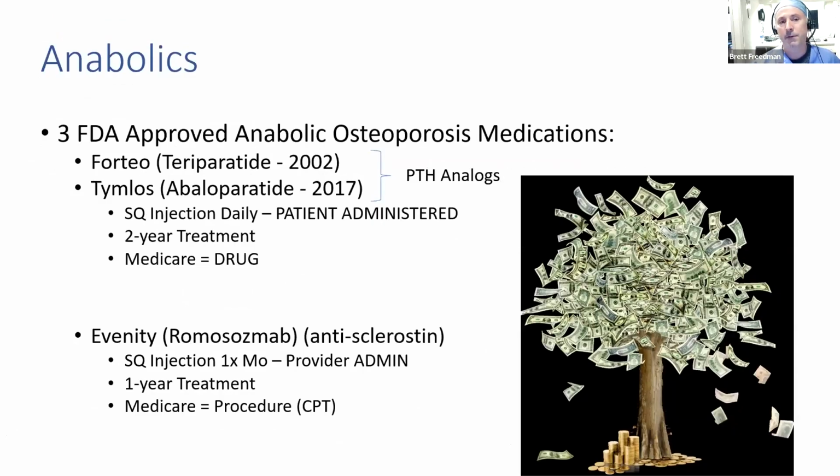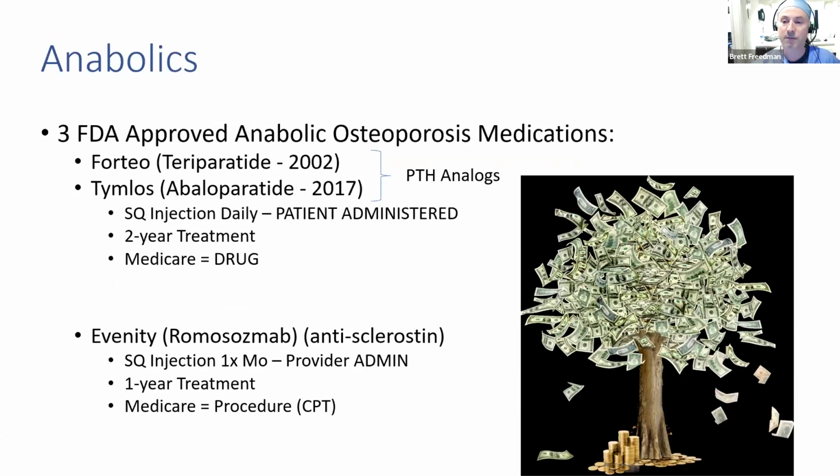So anabolics, there's 3 of them that are currently FDA approved in the United States. Forteo is the commercial name for teriparatide, Tymlos for abaloparatide, and Evenity for romosozumab. So Forteo, Tymlos, they're about the same. They are PTH analogs, and so they work like parathyroid hormone. They are administered by the patient. They take 2 years to be fully done, and they're considered by Medicare a drug. And so there's some reimbursement issues with that.